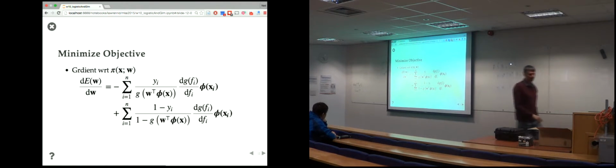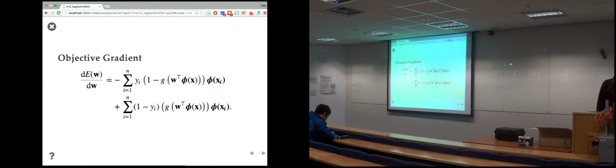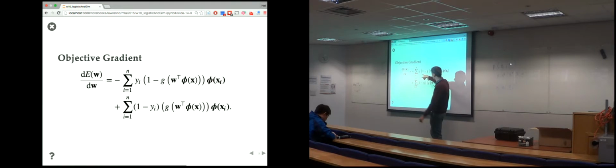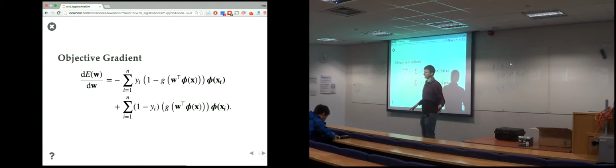Okay, and that leads to this really nice intuitive looking gradient. It's funny how often gradients look intuitive. That says that the gradient of the objective is y_i, where that's your label, times 1 minus your prediction function. So if the class is labeled 1, and you're predicting 100% confidence that this data point is 1, this becomes 1 minus 1, and so the whole thing's 0.